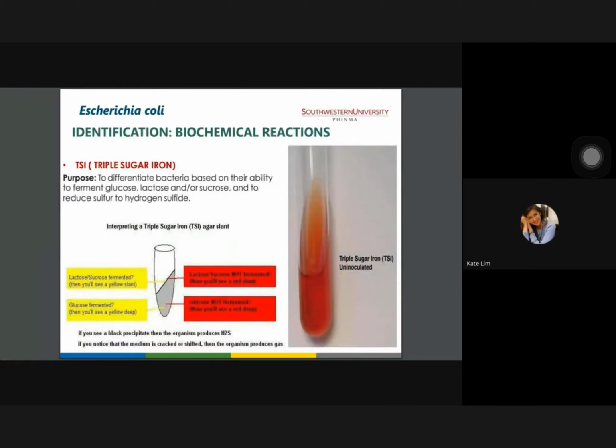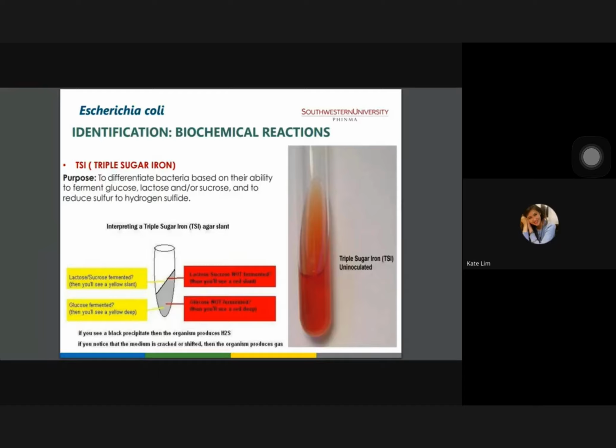So let's go with your TSI. Your TSI is very useful in differentiating bacteria, especially the enterics. This is the number one test that should be performed. When you do your isolation method, make sure to perform TSI if it's gram negative bacteria, or if you're suspecting the enterics. What does TSI stand for? It's triple sugar iron. So meaning your TSI has triple sugar.